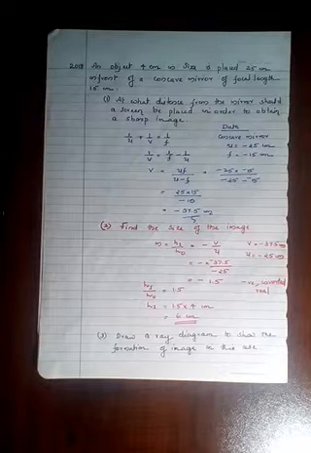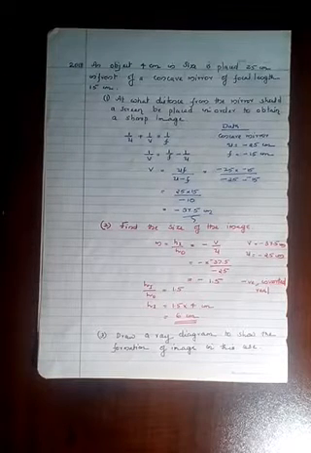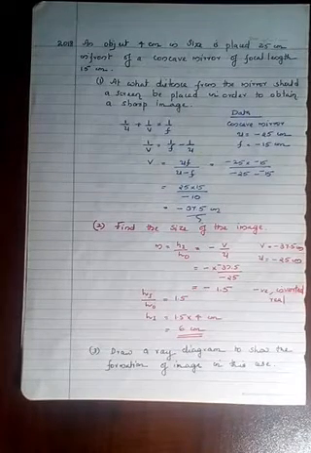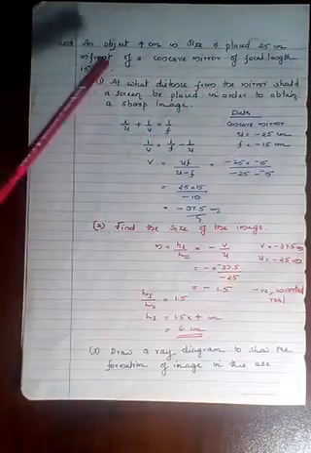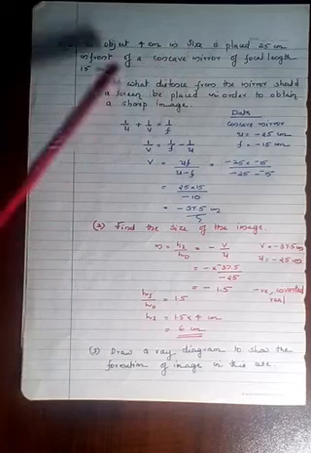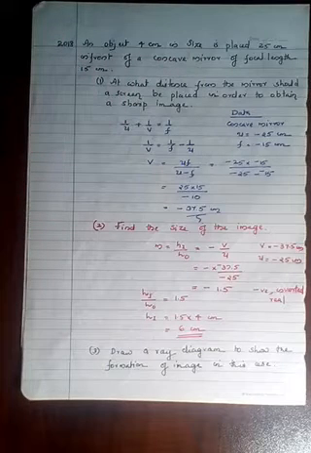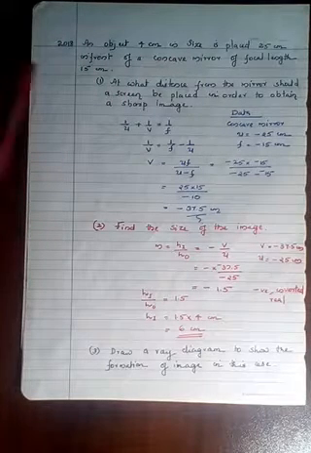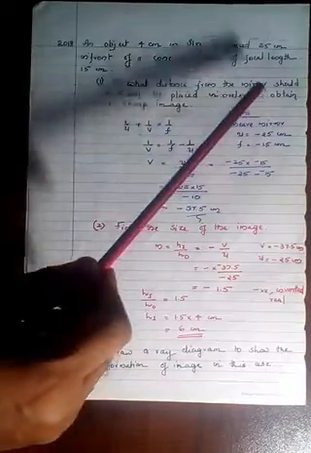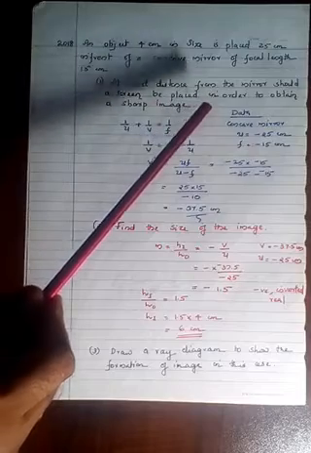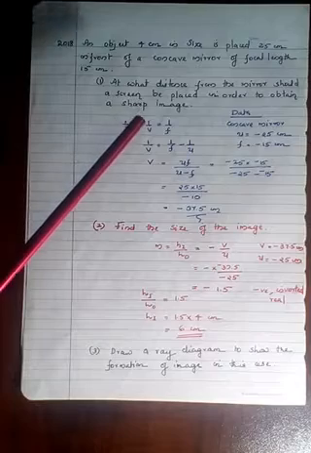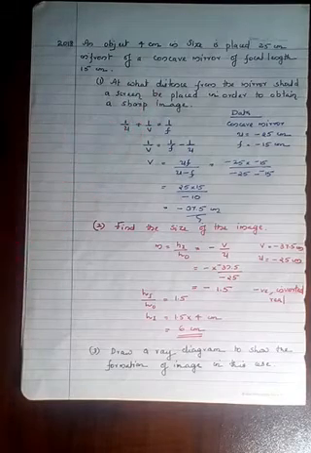An object of 4 centimeter in size is placed 25 centimeter in front of a concave mirror of focal length 15 centimeter. We have to give the answer for 3 parts. The first one: at what distance from the mirror should a screen be placed in order to obtain a sharp image? So we have to find the location, v.